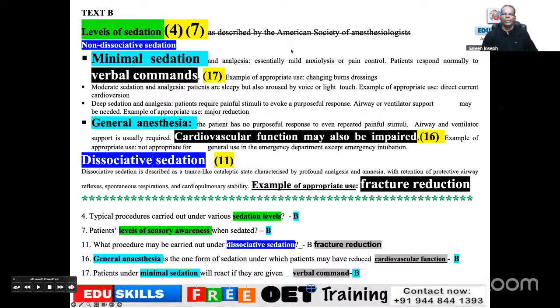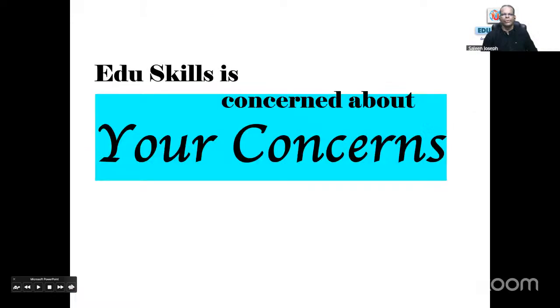QTA method, question B. We have the QTA method: question, text, and then answer options. We'll come to each method and teach you step by step, don't worry. And let's see some of your concerns.